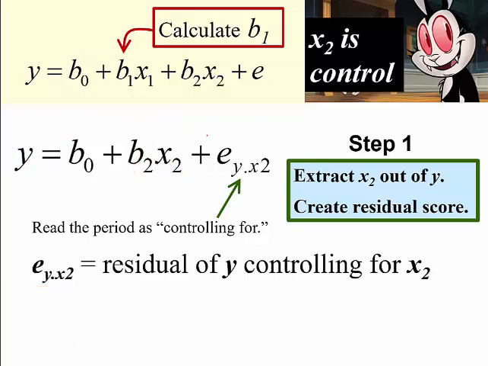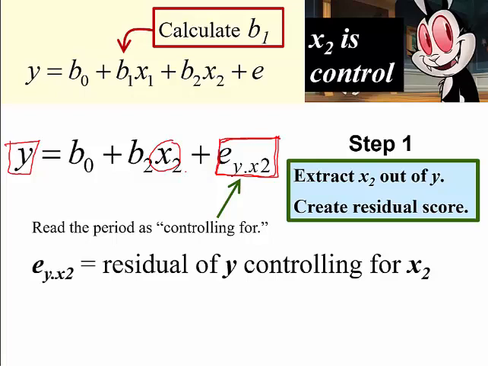And when I do that, I'll get an error, a residual. And the residual is, for each person in my sample, how far each person's observed score deviated from their predicted score. That's the residual for every person in my sample. And that error is going to be the new person's score on y with x2 extracted out of it.